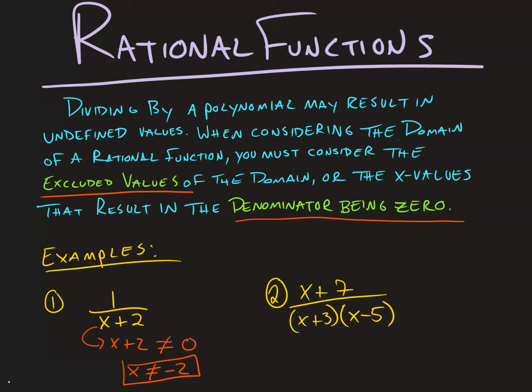In our second function, here we have x plus 7 over x plus 3 times x minus 5. Well, here we have a factored quadratic in our denominator, so that means we can use the zero product property, which will let us know that either x plus 3 cannot be equal to 0, or x minus 5 cannot be equal to 0. If either one of these two factors equals 0, we have an undefined value. Once again, solving for x for both equations gives us the fact that x cannot be equal to negative 3, and x cannot be equal to positive 5 in our function.